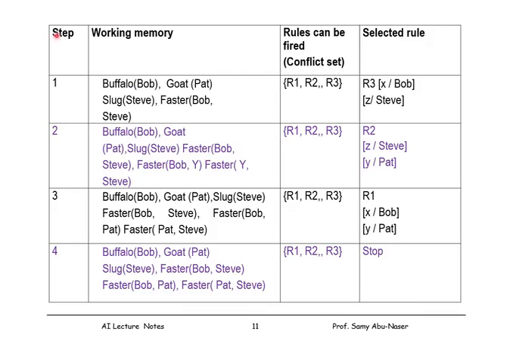The same example, step 1, work in memory. We are given the facts. Bob is buffalo, Bat is goat, Steve is a slug, and we have faster Bob and Steve. From where did we get this one? This is the goal which we are asked to prove. We need to prove this goal. Bob is faster than Steve. That's why it's put here in the work in memory in the beginning.